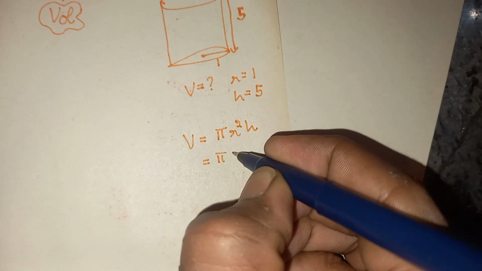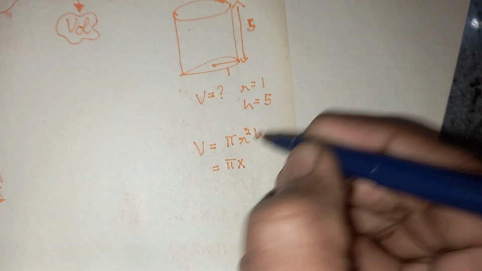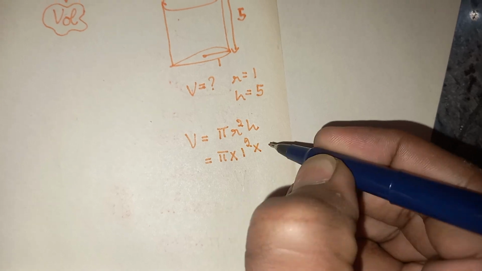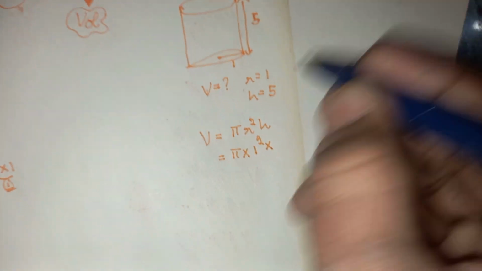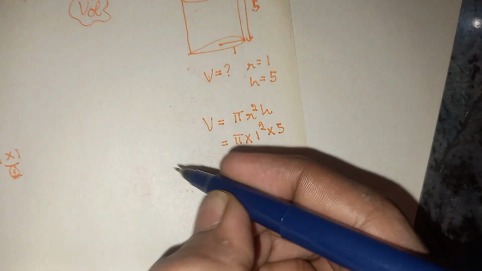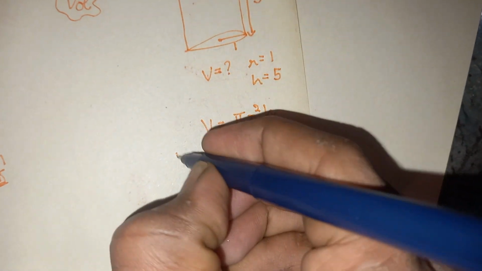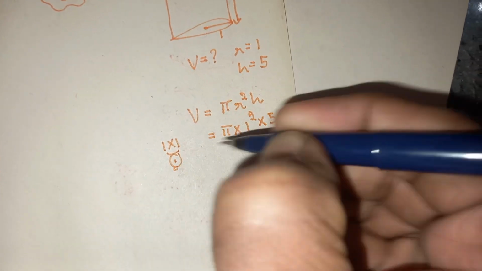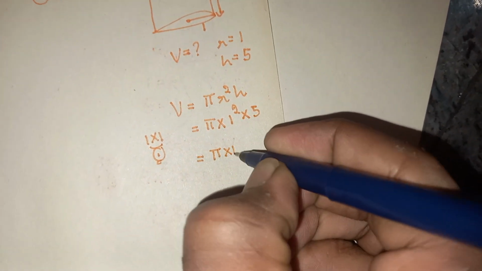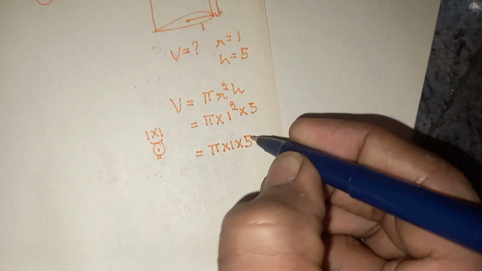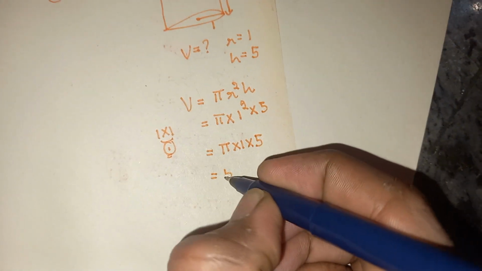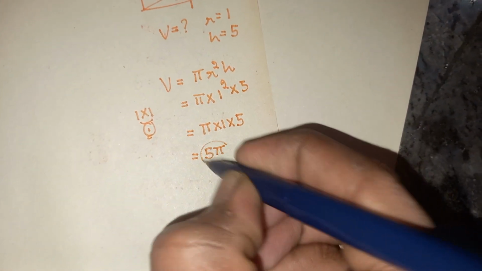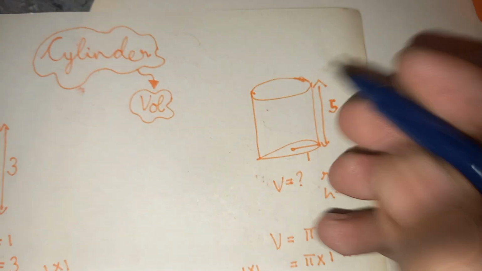So it becomes pi times, this is radius 1 unit, so it is 1 square, times the height, which is 5 units. Now 1 square is again 1 times 1, which remains as 1. So this is nothing but pi times 1 times 5. 1 times 5 is 5. 5 times pi is 5 pi. 5 pi cubic units is the volume of this cylinder.